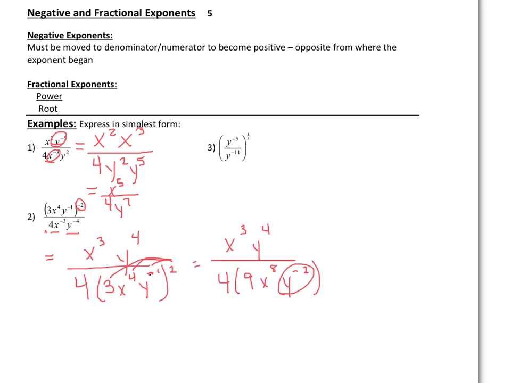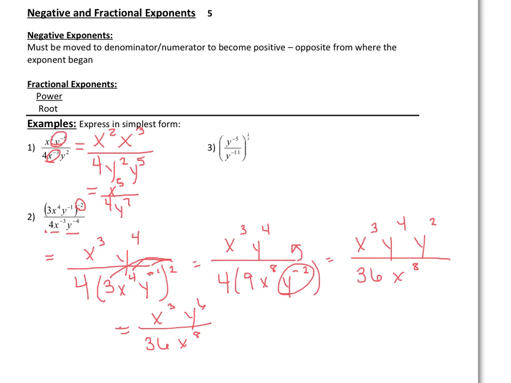So now I want to move this term up to the top. Four times 9 is going to give me 36. X to the 8th. So if I combine like terms in the numerator and denominator, I have x to the 3rd, y to the 6th, divided by 36, x to the 8th.